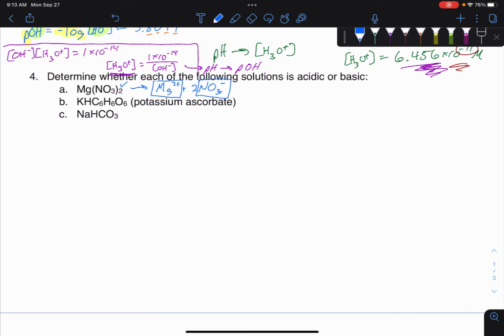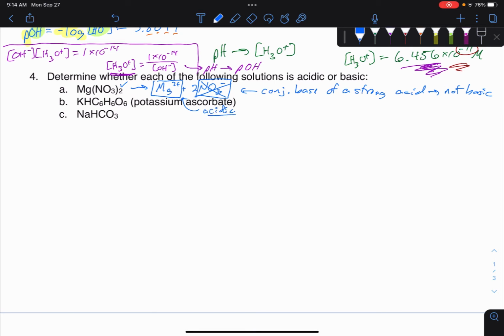Well, one thing to note is that nitrate is the conjugate base of a strong acid. So that means it's not basic. All of the conjugate bases of strong acids are really stable in solution. They have no tendency to pull off protons from water, so it's not going to affect the pH. And then we learned that the magnesium cation can undergo a hydrolysis reaction and become an acidic solution.